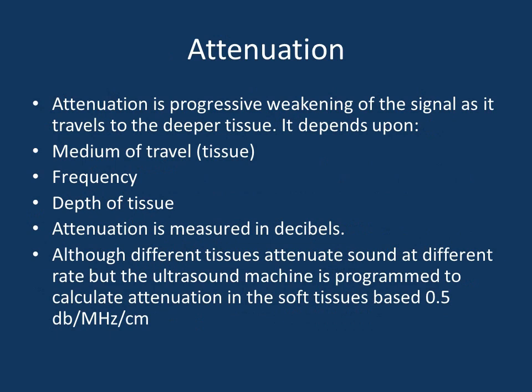Let's look at another concept in ultrasound imaging, so-called attenuation. Attenuation is a progressive weakening of a signal as it travels to the deeper tissue, and it depends upon the medium of travel, which is your tissues, the frequency of the transmitted sound, and the depth of the tissues. The attenuation is measured in decibels. Although different tissues attenuate sound at different rates, the ultrasound machine is programmed to calculate attenuation in the soft tissues based on half a decibel per megahertz per centimeter.